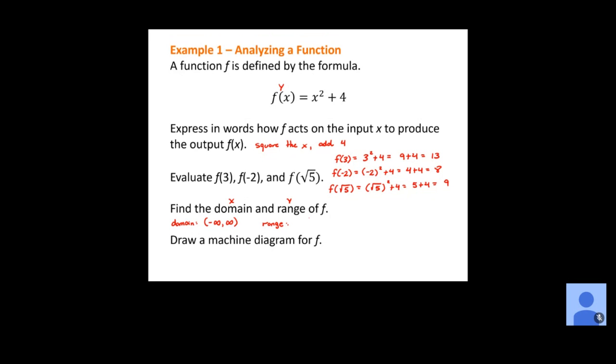It is going to be from 4 to infinity. Good. So in this case, 4 is the smallest possible value I could get for my y. I'm going to go to infinity. Now, are we going to include 4 or not include 4? It is going to be a bracket on the 4, right? Because 4 is a possible value here. So I'm going to put a bracket.